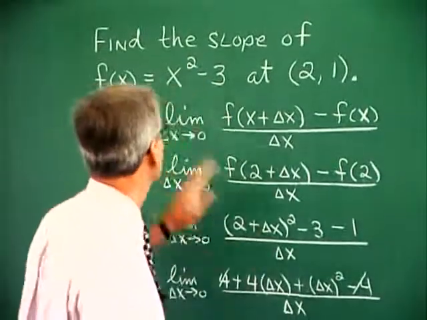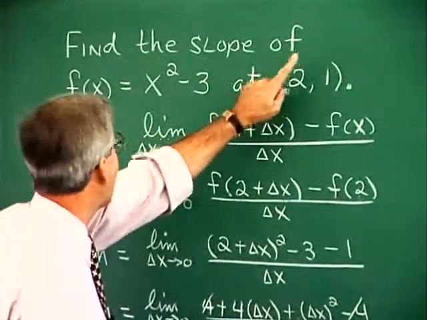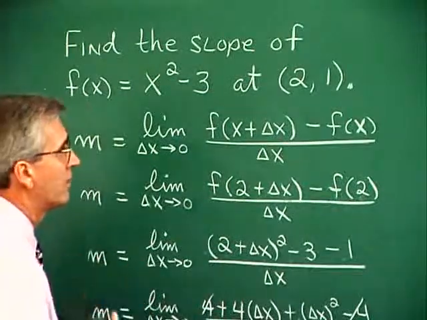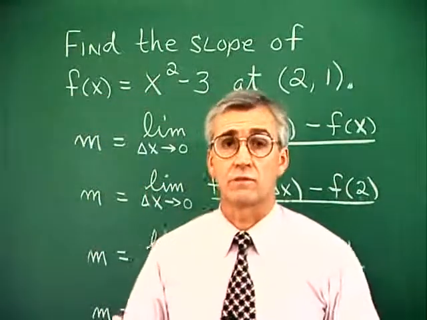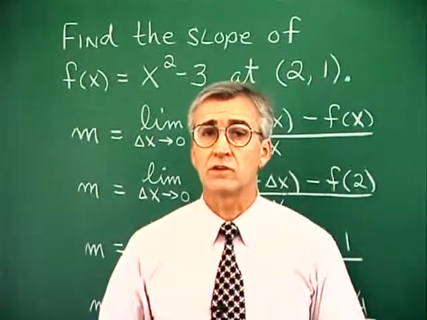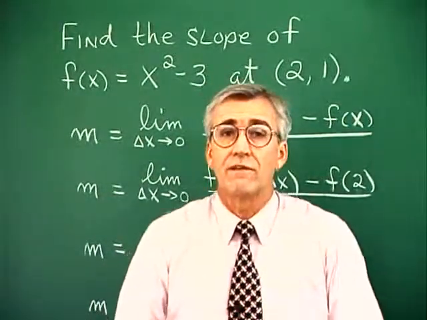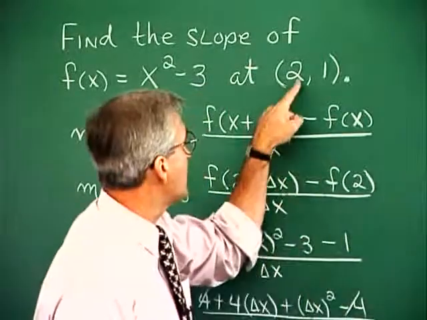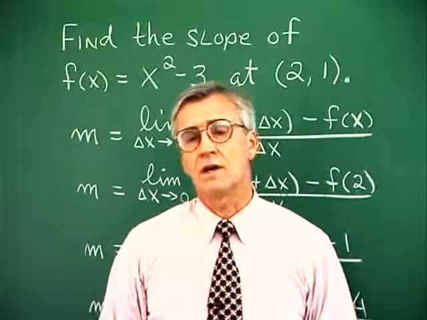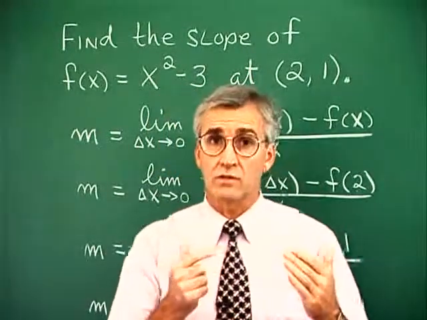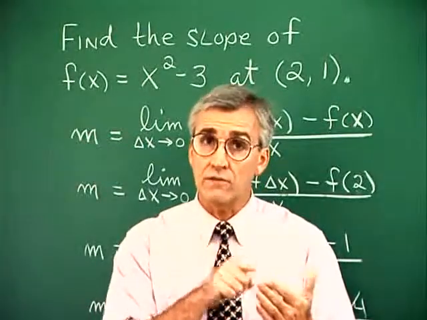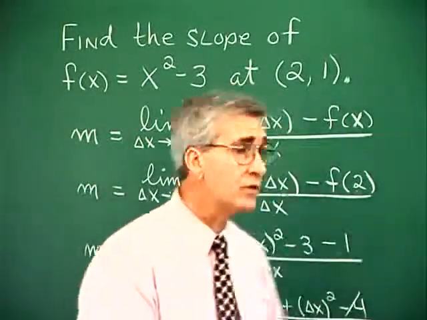Suppose we want to find the slope of the graph of this function at the point (2, 1). There are a couple of ways to do this. One way would be to proceed as we did earlier, and that is find the derivative function, and then plug x equals 2 into that derivative function. That is, find f prime of 2. Another way is to use the limit and difference quotient idea and plug in the information about the point directly. Let me show you how that works.